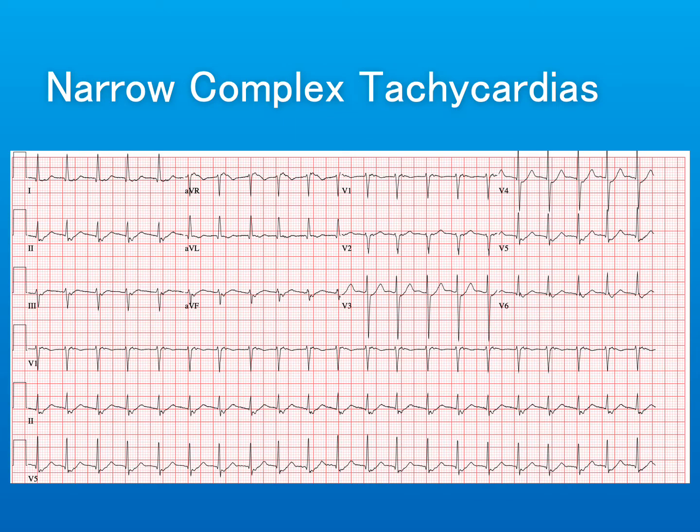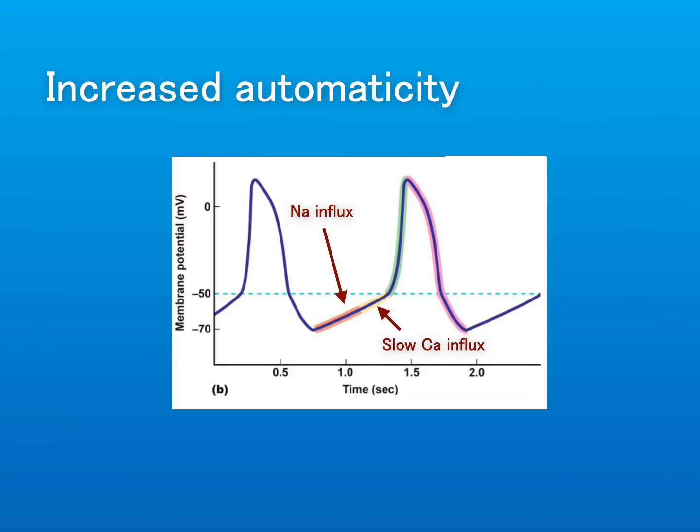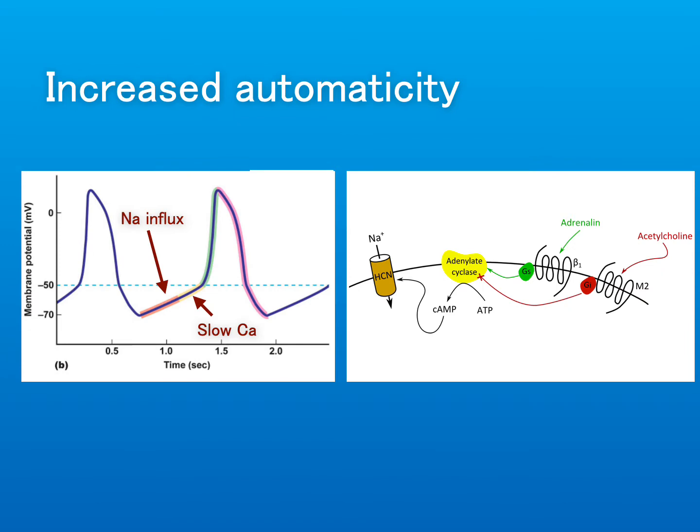We're now going to start on narrow complex tachycardias. So typically when we talk about the mechanisms responsible for these tachycardias, we talk about three different ones. The first one is increased automaticity, and this is where we have an increased phase 4 depolarization.